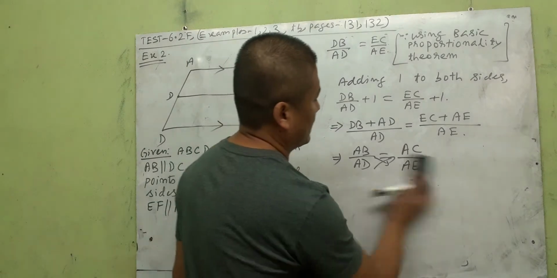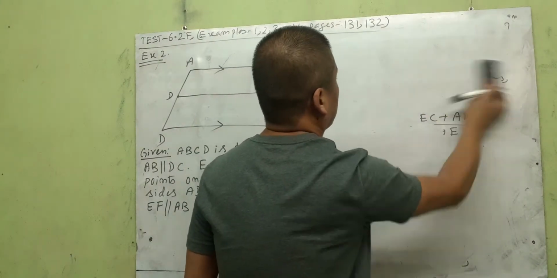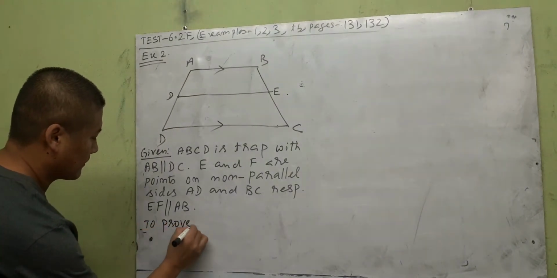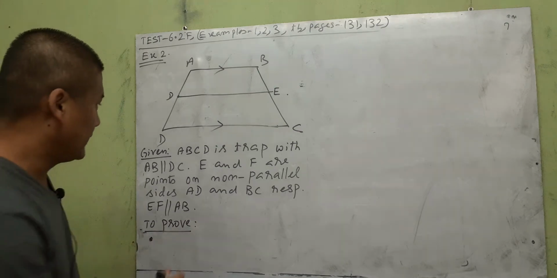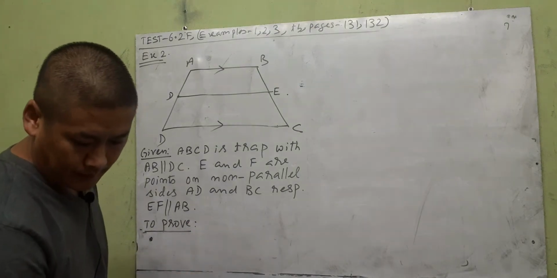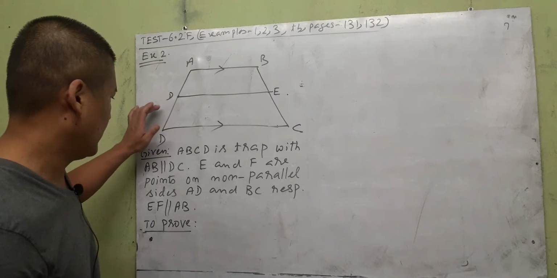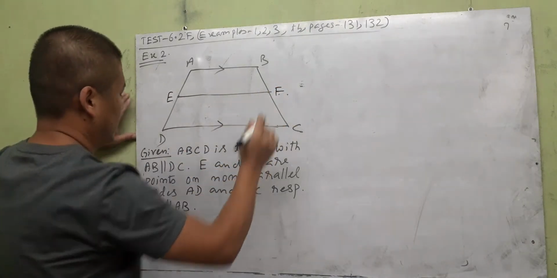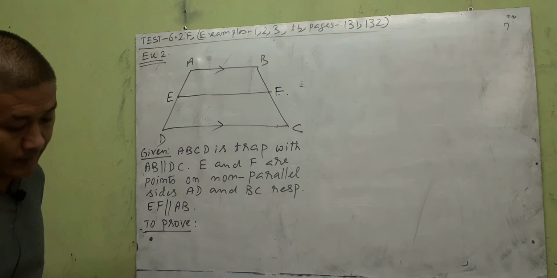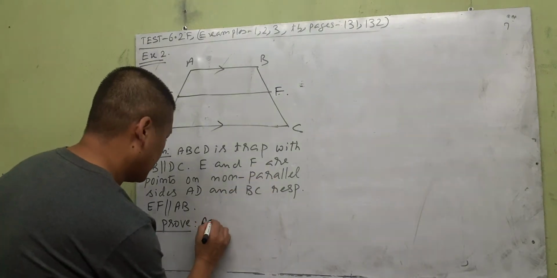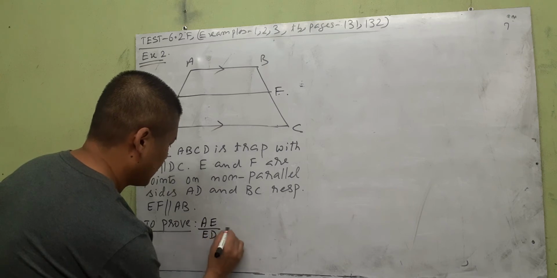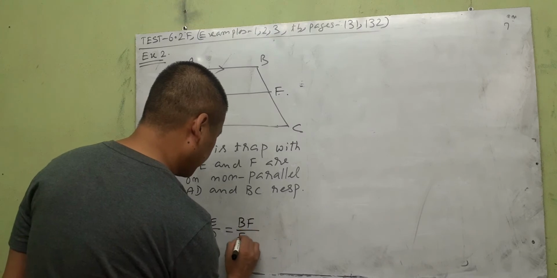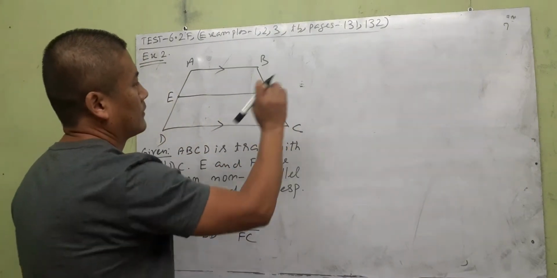With this we have to prove something. Let us do that slowly. To prove: AE by ED, E and F, sorry, not D and E, please correct it. We have to prove AE by ED is equal to BF by FC. So this is what you have to prove.